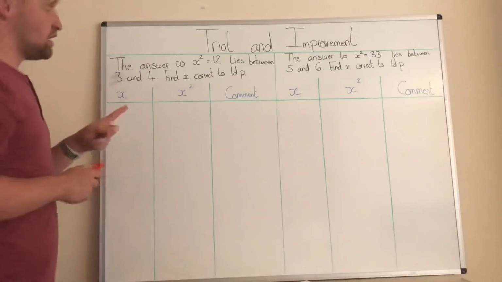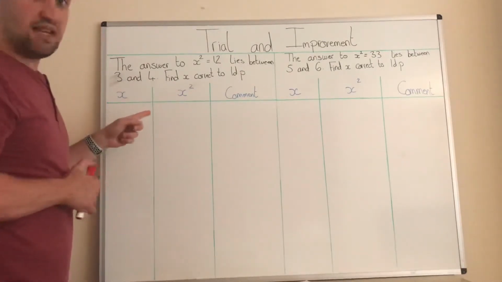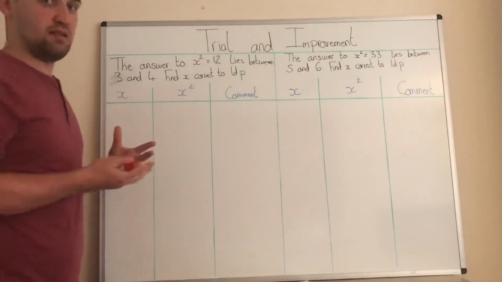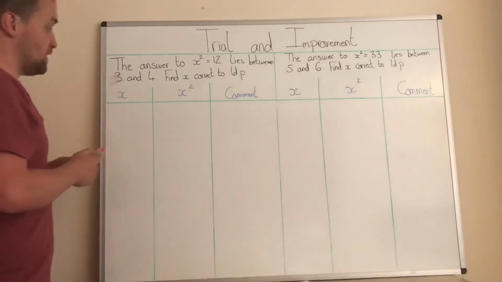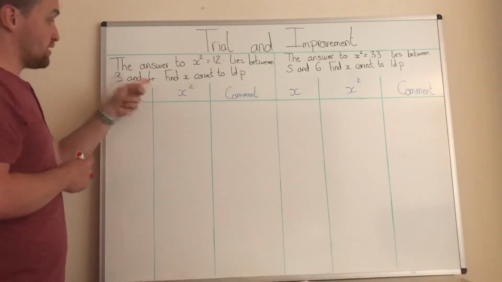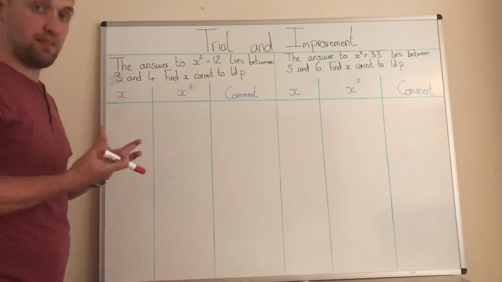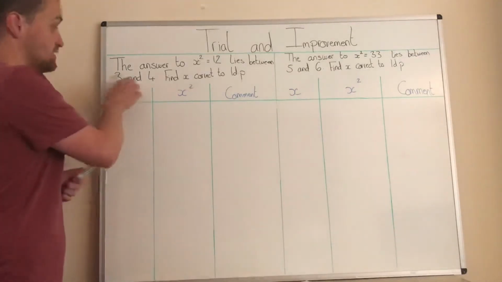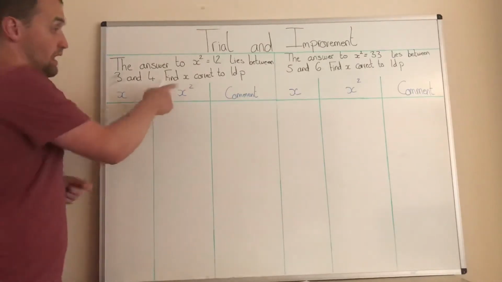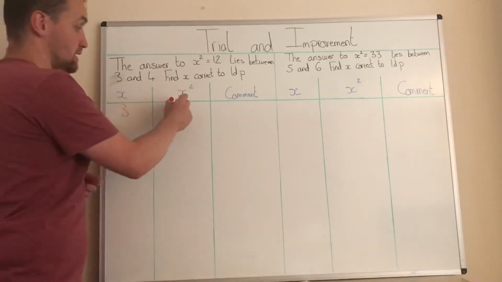So the first thing you're going to do, okay, you may get this grid in your test, you may not. If you don't get it, you need to draw it out. And if you do get it, perfect, it's a bit easier for you. So first step is you're going to put your lower boundary in. Now the two boundaries are 3 and 4. The number is between 3 and 4, so therefore they are the boundaries. The 3 is obviously lower than 4, so we're going to start with 3. Okay, x squared, our x value is 3, so 3 squared is 9.